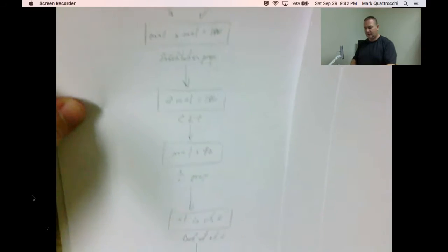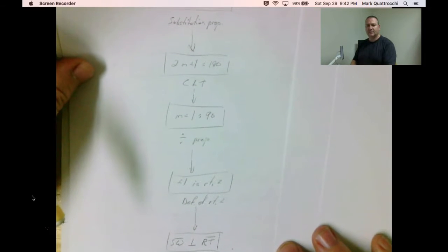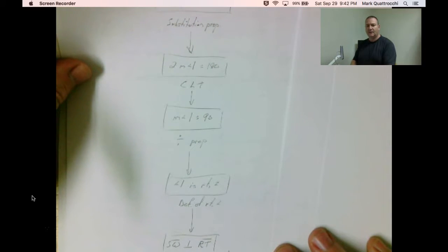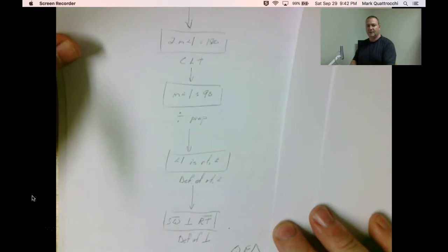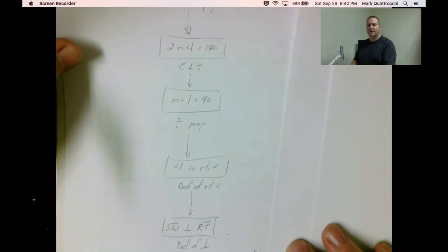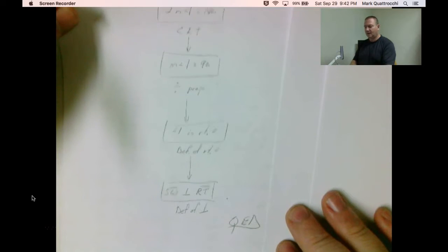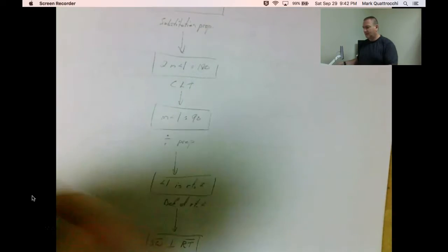Our final statement: SW is perpendicular to RT. How do I know that SW is perpendicular to RT? Well, I know what the definition of perpendicular lines means. That's the definition of perpendicular, which is my reason. What do I write at the end of all proofs? QED, quod erat demonstrandum. That which I want to demonstrate has been demonstrated. Okay.